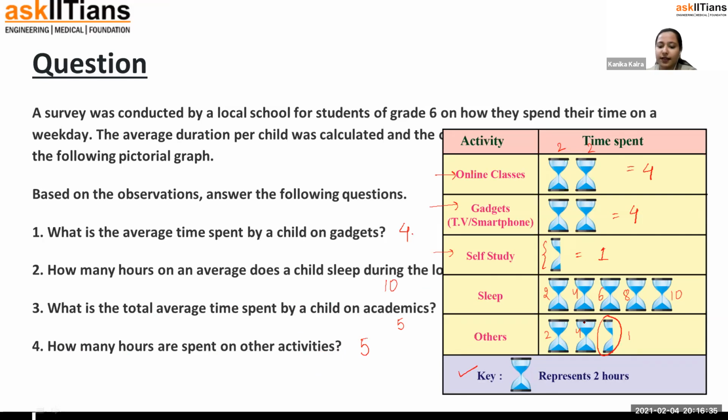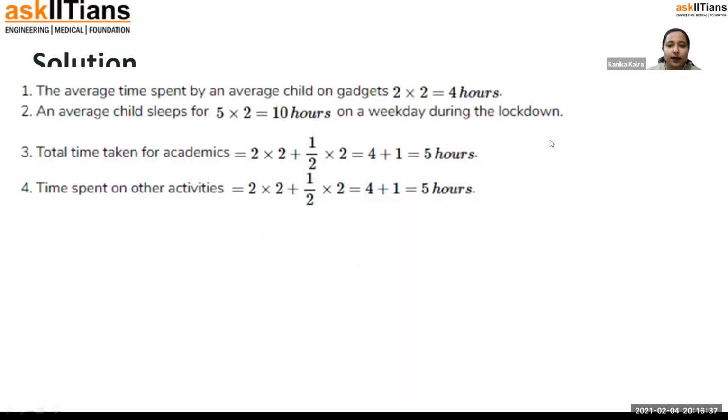All right. Now, let's check our answers. First was 4, that's correct for us. And then the second was 10, again it's correct for us. And 5 and 5. All the answers are correct for us. I hope this complete thing is clear to you. Now let's move further.